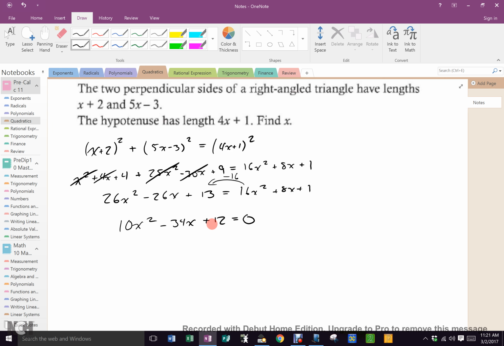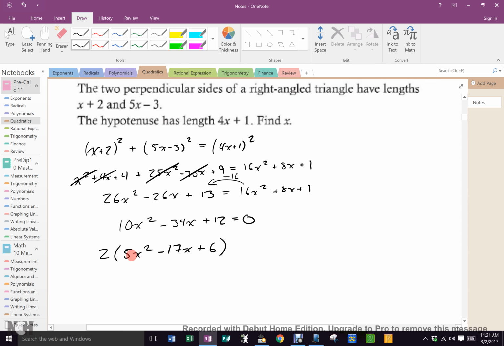Whoa. Look closer. Take out something. What? GCF. What? 2. 5x squared minus 17x plus 6. Now, does this 2 matter? Do you think? We're going to end up with something times something equals 0, yes? Do I need that too? I need it in factoring. I don't need it to find an answer.